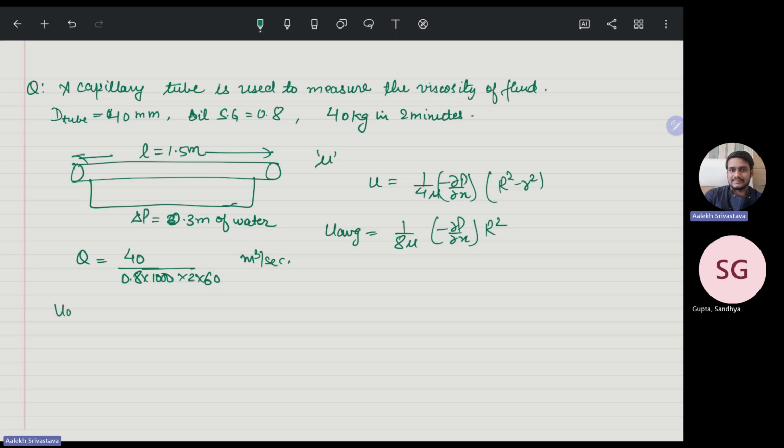Now U average is Q upon pi by 4 D square. So this is your U average. If you solve it, you will get the value. And then you just put the U average in this expression and you will get the viscosity. So the viscosity that is coming is 0.295 Pascal second.